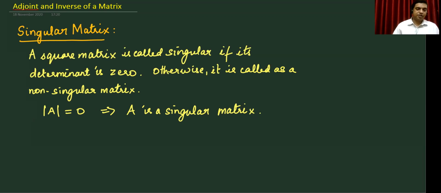Okay, there's a definition of singular. This singularity condition is very, very important in finding the roots of the equations when we use matrix methods. So the next definition is that of adjoint.